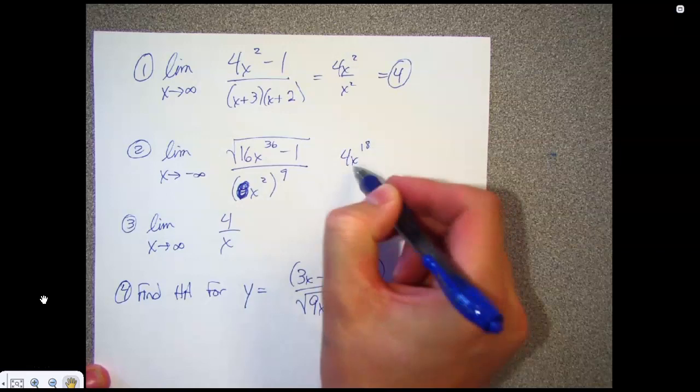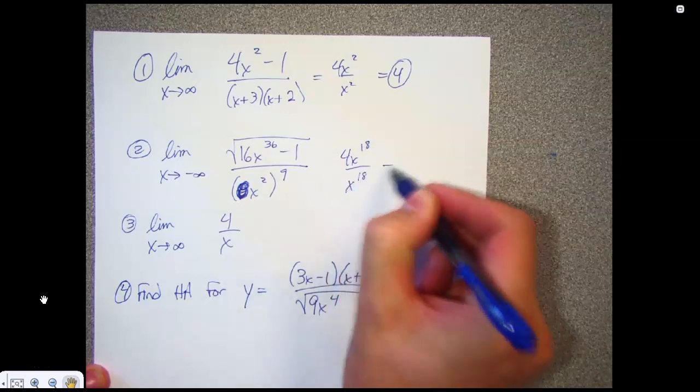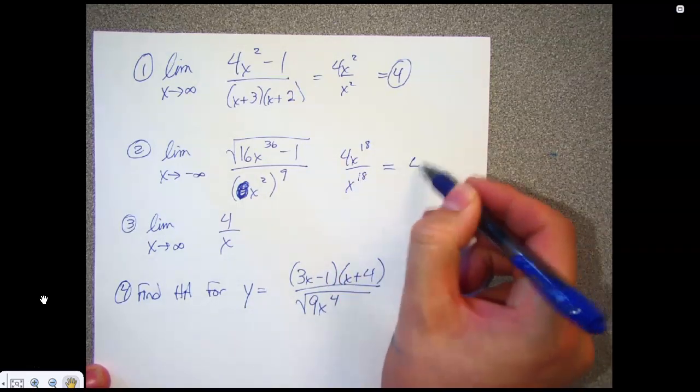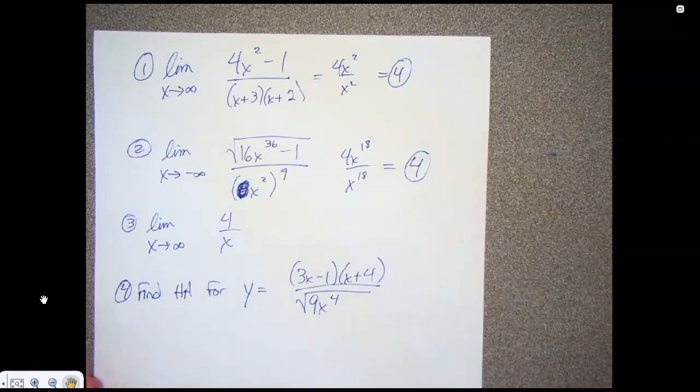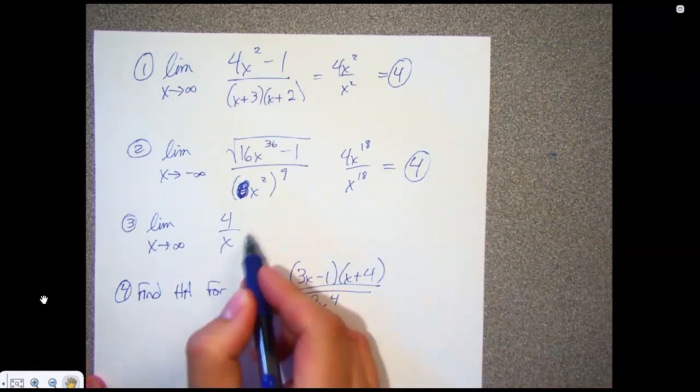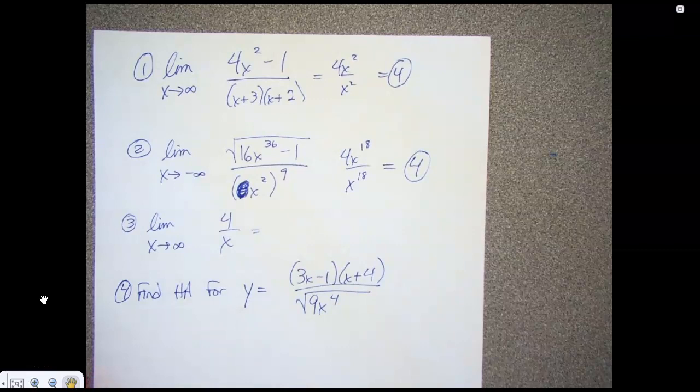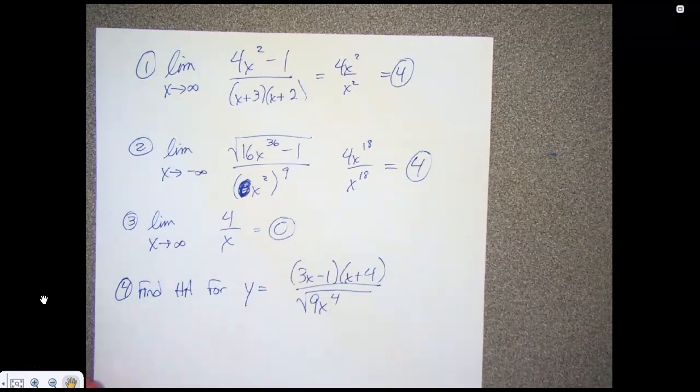Number 2, if I simplify, this would be 4x to the 18th on top. This would be x to the 18th on the bottom. So what's your answer? 4. Highest powers are top. Where's the higher power number 3? Bottom. What's the limit? 0. Where's their horizontal asymptote? Y equals 0. So it's the same concept, just the way you phrase your answer matters.